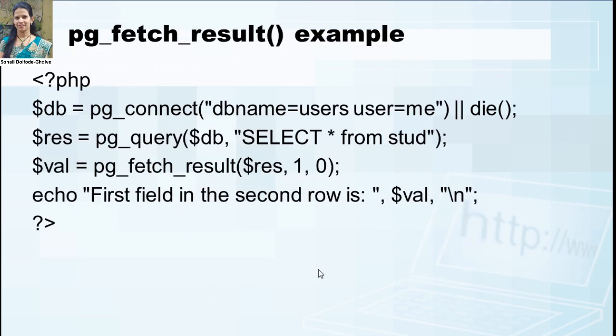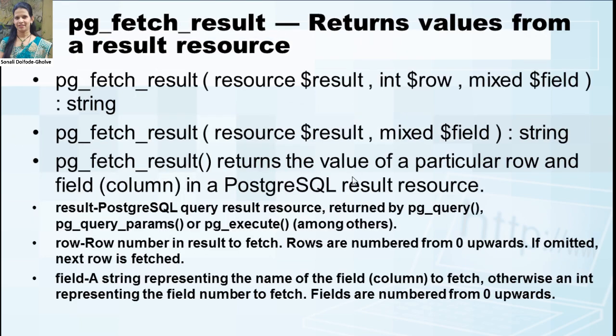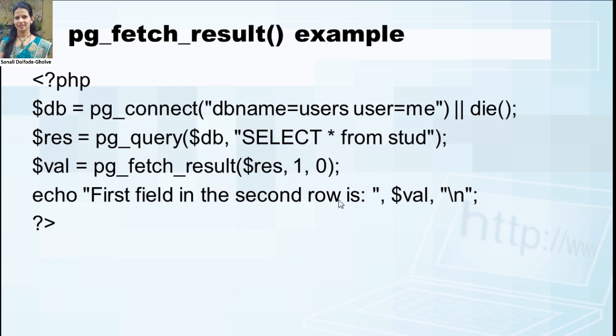Next is the pg_fetch_result example. Here is one example. Here we are using $db equals pg_connect with the database name, or die. $result equals pg_query, $db, select star from database. Here we are assigning one value using pg_fetch_result from this result, with 1, 0. See here the int row and the mixed field. So here we are giving 1, 0. The first field in the second row, so it will give you the value from the pg_fetch_result function. So you will get that here.